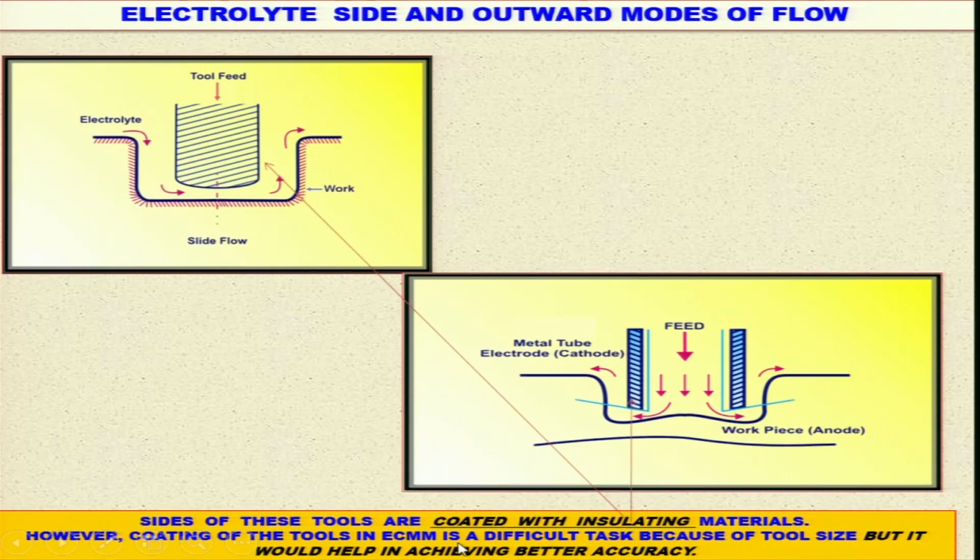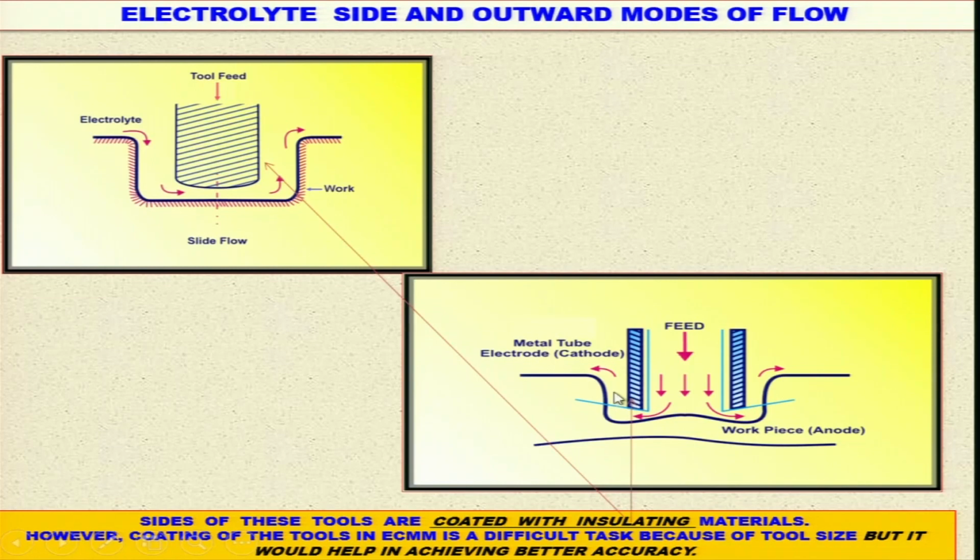However, coating of the tool in ECMM is a difficult task because of the tool size, but it would help in achieving better accuracy. As you can see here, this coating is there and you get the constant inter-electrode gap. That means taper is avoided here and you can easily control the dimensions of the workpiece.